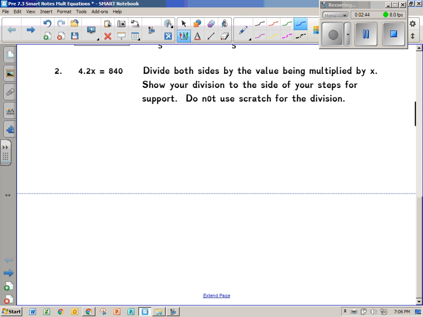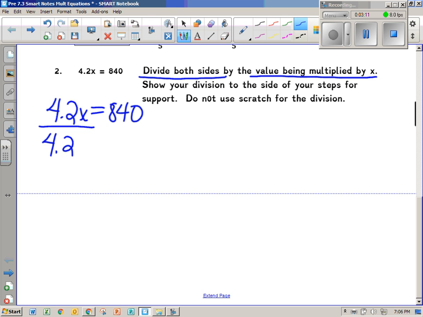4.2x is 840. So something times 4.2 is 840. So we want to divide both sides by the value being multiplied by x. Always get in the habit of writing the problem again. It's a bad habit to write on the original problem. So to unmultiply, we're going to divide both sides by 4.2. Well, 4.2 divided by 4.2 is 1. So I'm left with 1x.